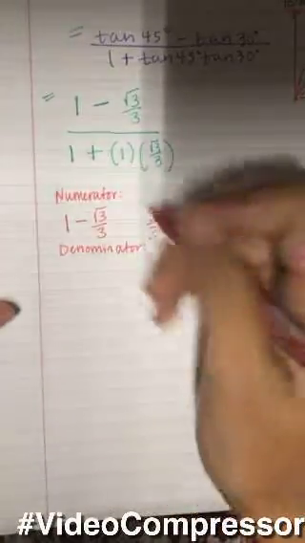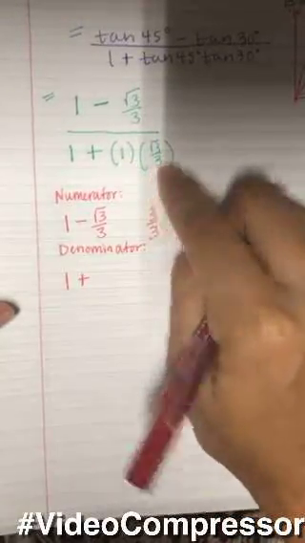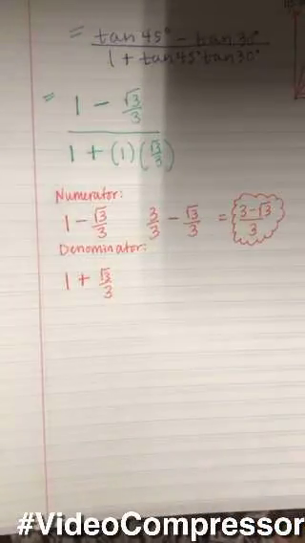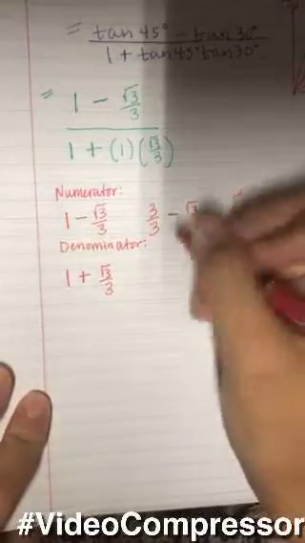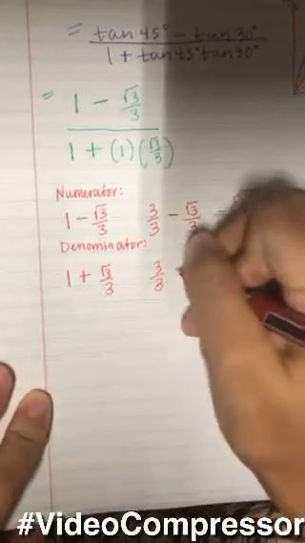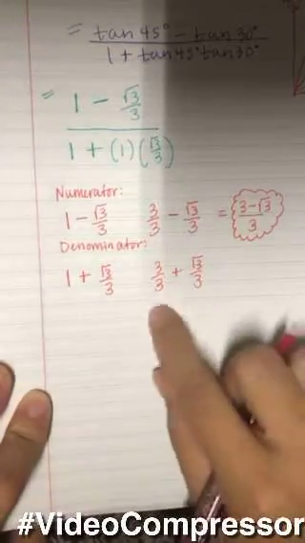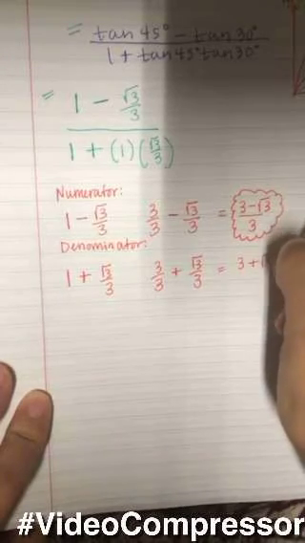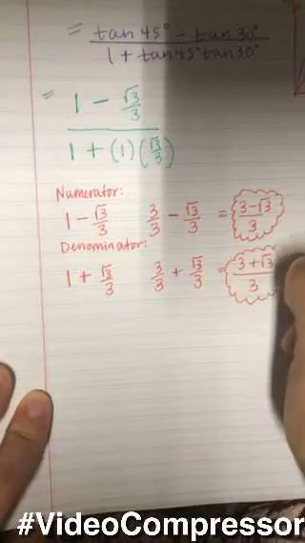The denominator I have 1, right? So I have 1 plus 1 times the square root of 3 over 3, which is just the square root of 3 over 3. And then I'm going to do the same thing. I need to add 1 with a fraction, so common denominator. I'm going to rewrite 1 as 3 divided by 3 plus the square root of 3 over 3. And now that they have the same denominator, you get 3 plus the square root of 3 over 3. And this is the answer to my denominator.